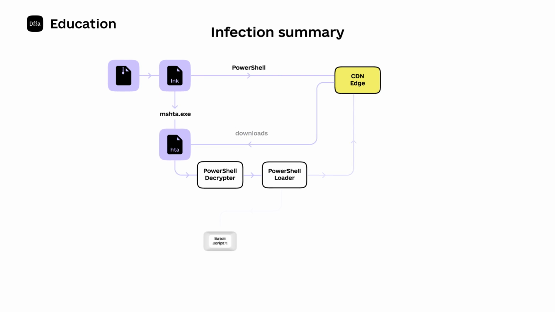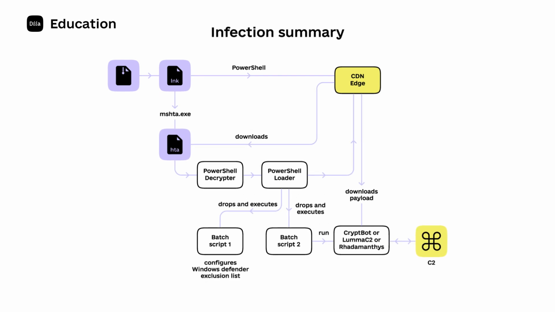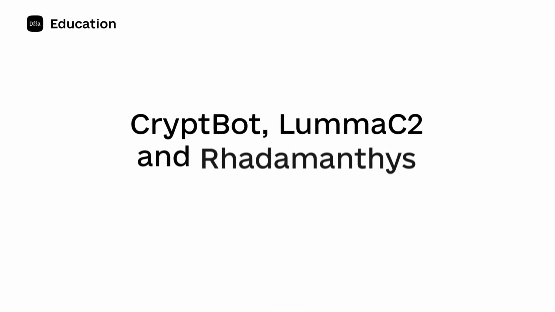The infection chain starts when the victim opens a malicious shortcut from a zip file. Most likely, an attacker sends malicious links to victims via phishing emails. The shortcut file contains an embedded PowerShell commandlet that launches a malicious HTA file. The HTA file executes an embedded script to avoid detection and bypass user access controls. Eventually, the script launches one of the payloads: CryptBot, Luma C2 or Radamanthus.